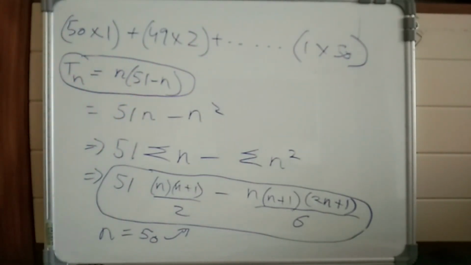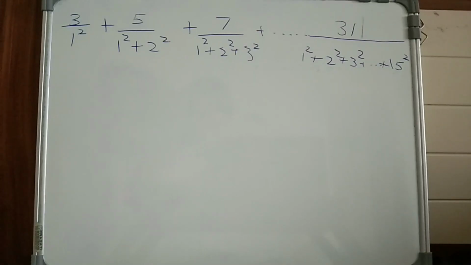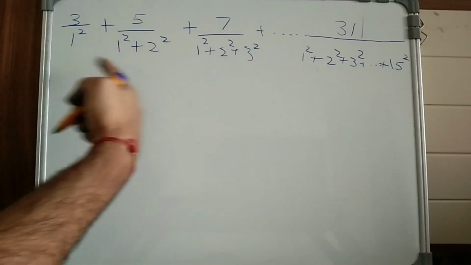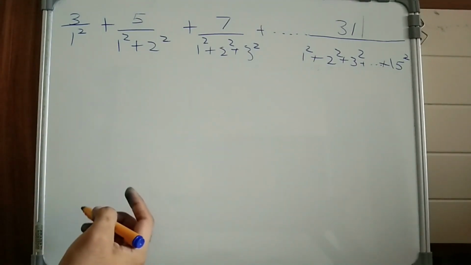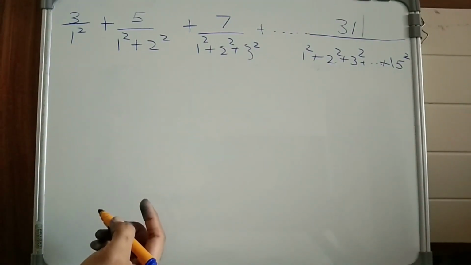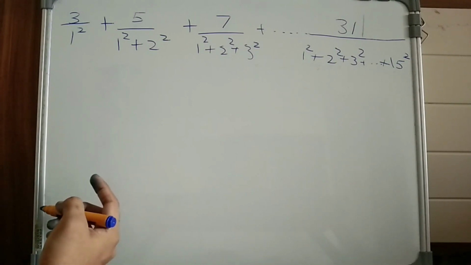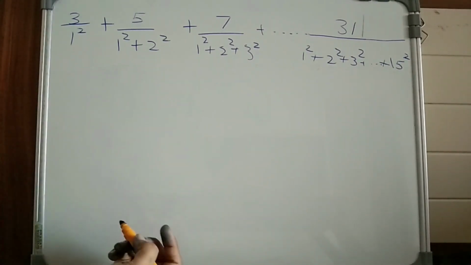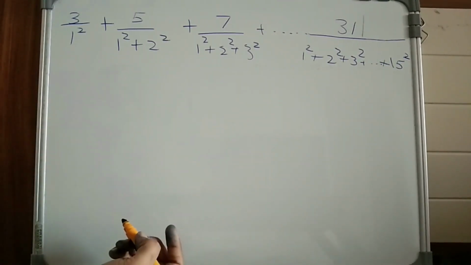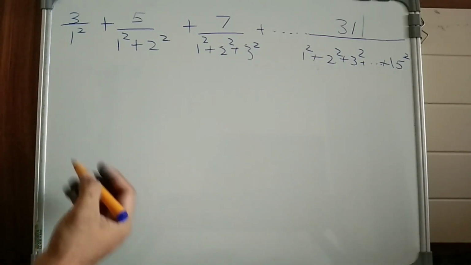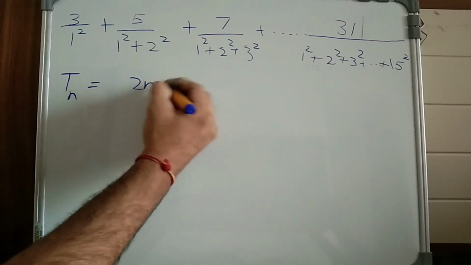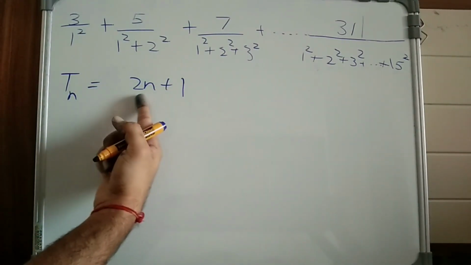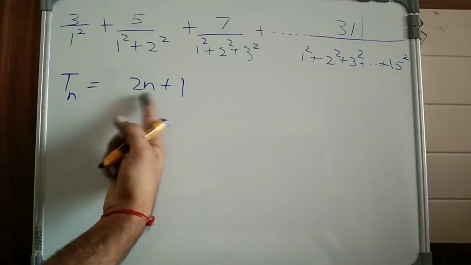Let's see the next series. The next series is 3 by 1 square, plus 5 by 1 square plus 2 square, and all the way up to 31 by 1 square plus 2 square up to 15 square. The first task is to write its nth term. In the numerator all of them are odd numbers, and in the denominator all of them are the sum of squares. So how can I write its nth term? The nth term numerator would be 2n plus 1, that is the odd number. 2n is an even number, and if you add 1 to it, it becomes odd.